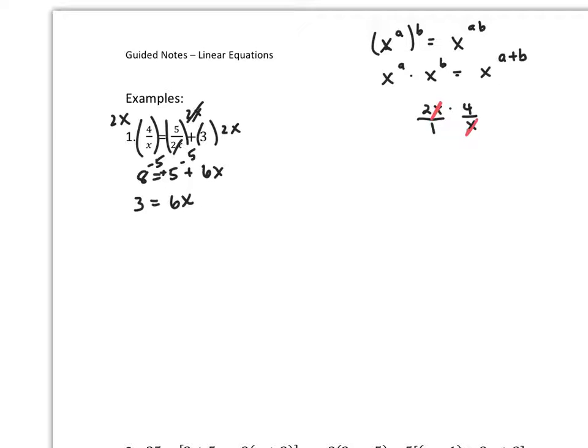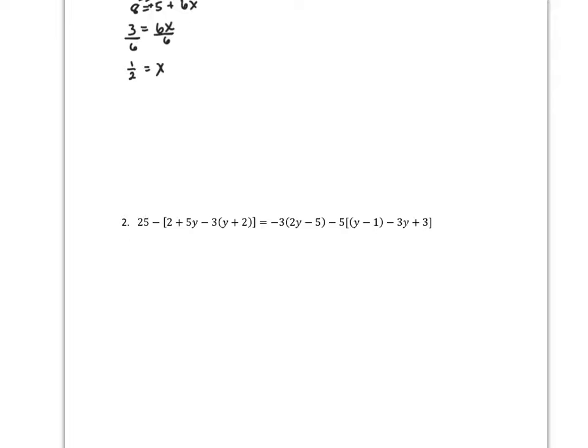And now multiply both sides by 1/6, which is the same thing as dividing by 6. So 3 over 6 is 1/2. 1/2 equals x.